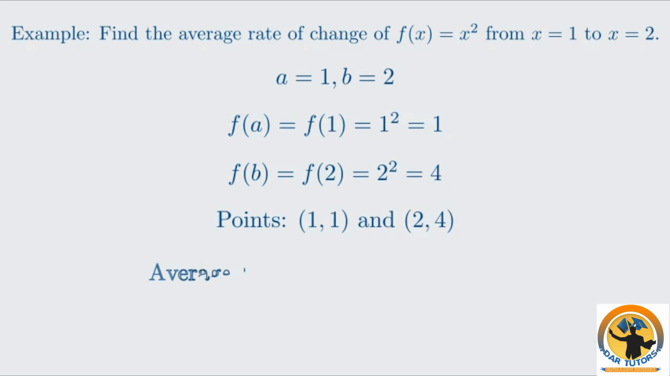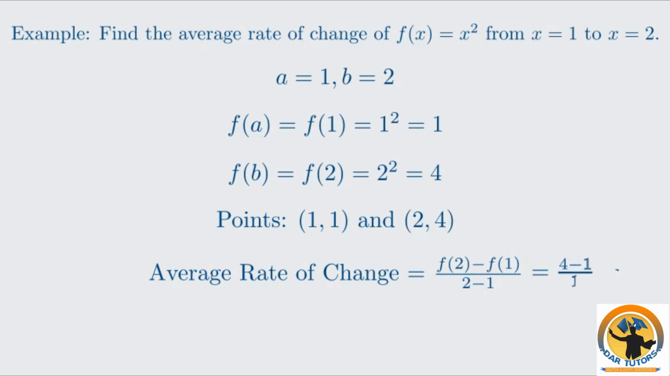Now we apply the formula. The average rate of change is f of 2 minus f of 1 divided by 2 minus 1. This gives us 4 minus 1 divided by 1, which is 3. The average rate of change of x squared between x equals 1 and x equals 2 is 3. This value, 3, represents the gradient of the chord connecting the points (1, 1) and (2, 4) on the parabola y equals x squared.